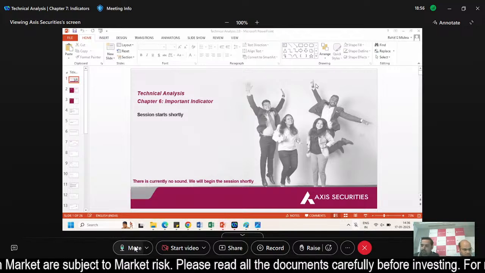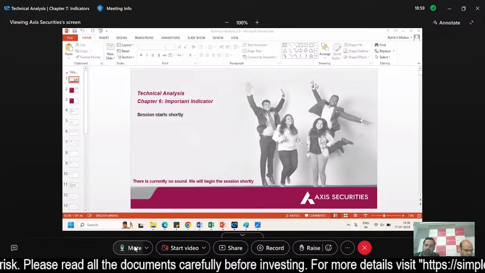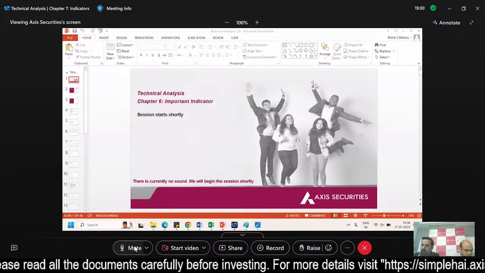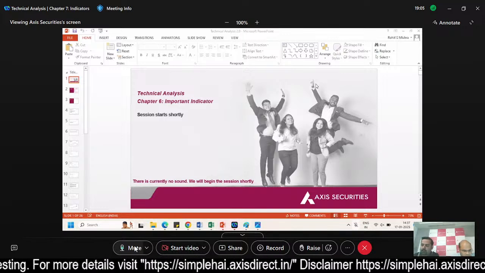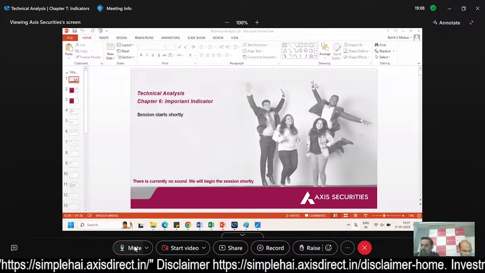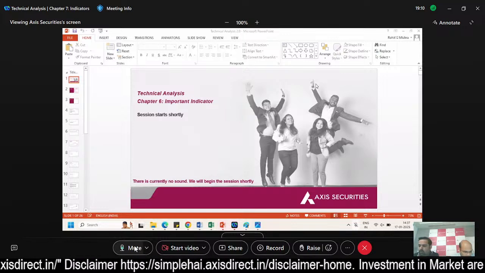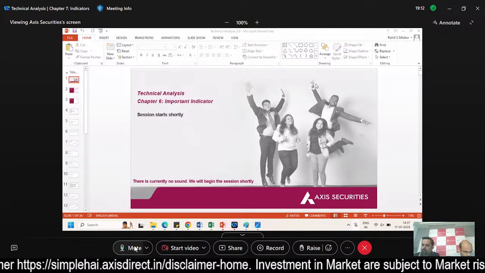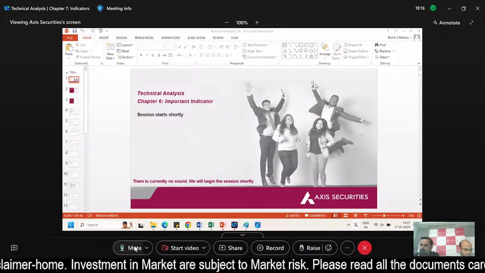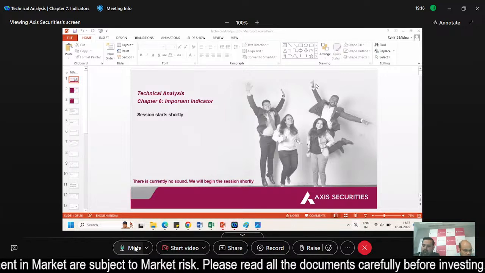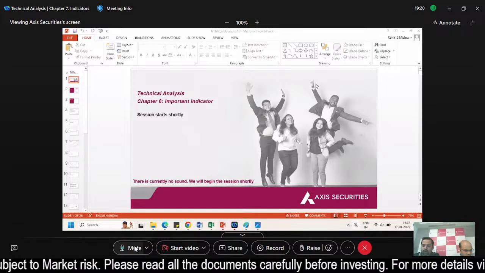The market is right now at 23,221, the Nifty 50, and the open was 23,277, the high was 23,292, and the low is 23,100. So right now the market is in a consolidated stage. Talking about the Bank Nifty, it is trading around 48,570 and the open was 48,959.